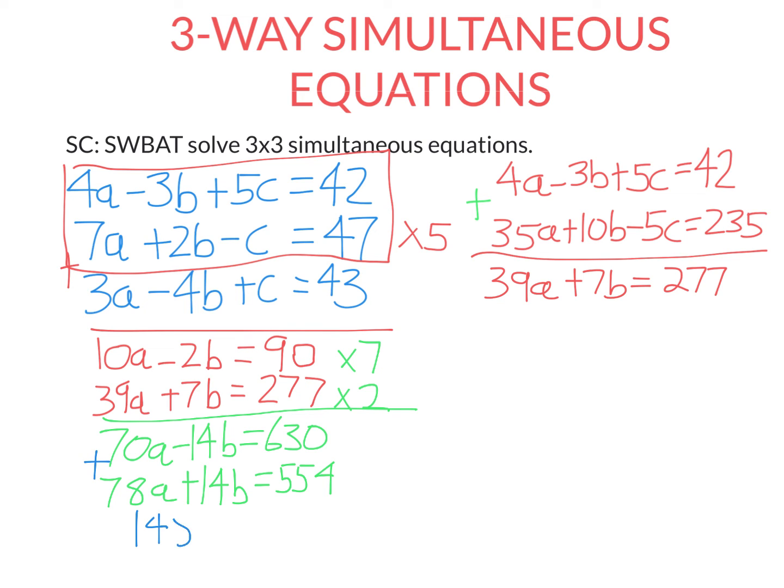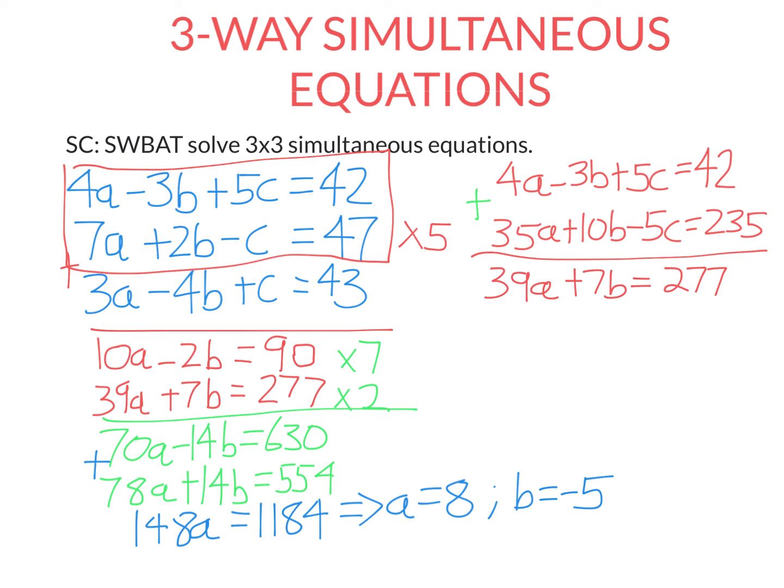So I get 148a, negative 14b plus 14b is 0, 630 plus 554 is 1184. So a is 1184 divided by 148, which is 8. So I can substitute a equals 8 into any of these equations to find b, and whichever one I choose, I should get b equals -5.